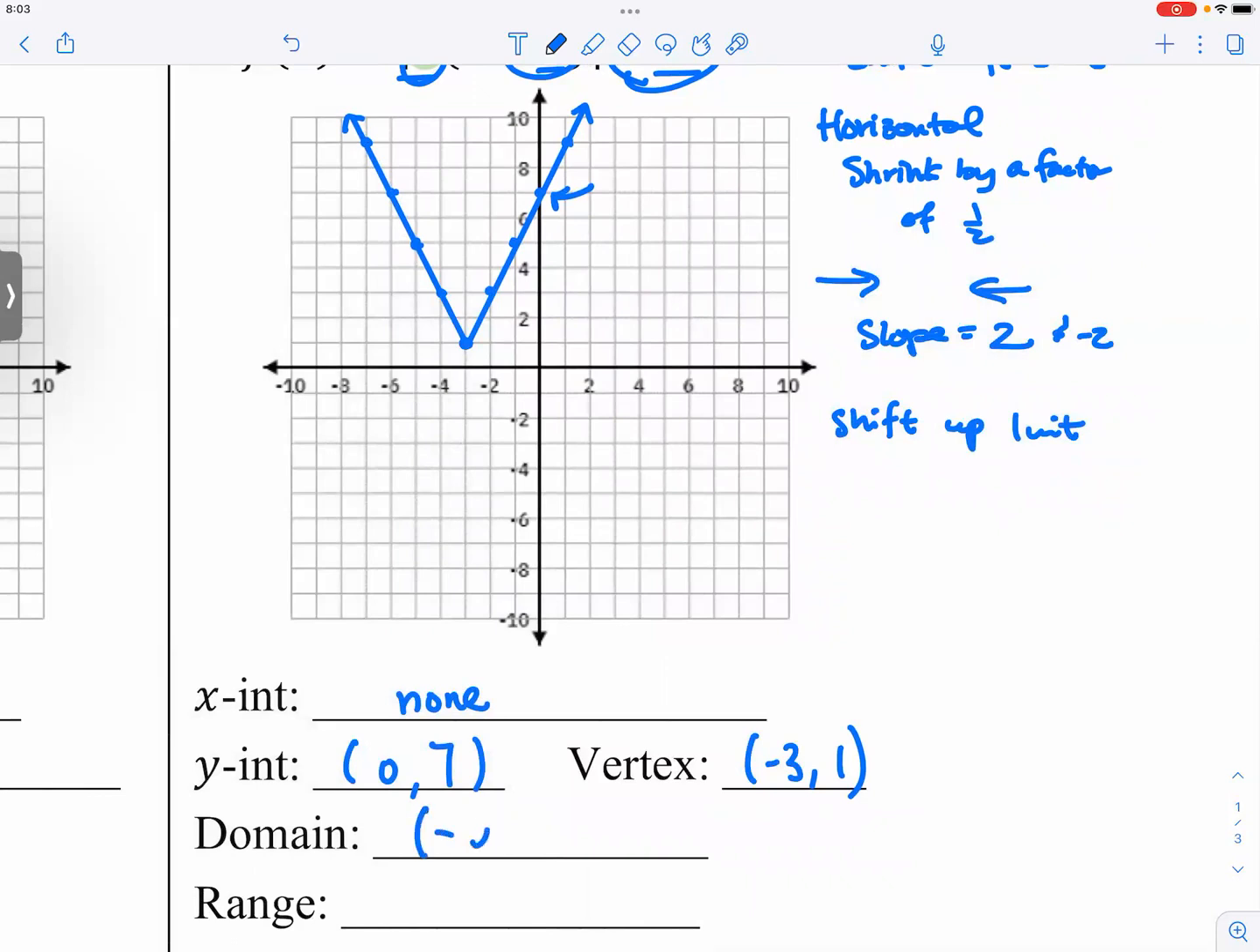And I want to make sure that everybody gets it. Domain, it's all about the x values. So we're asking, what are the valid x values for this graph? And since it goes to the left and right infinitely, we say it's going from -infinity to infinity.